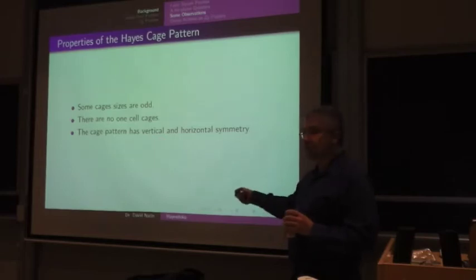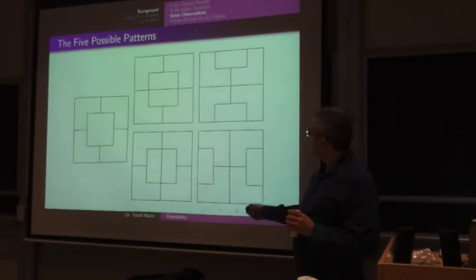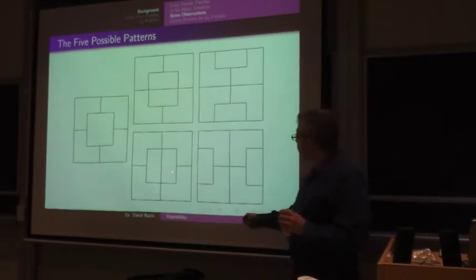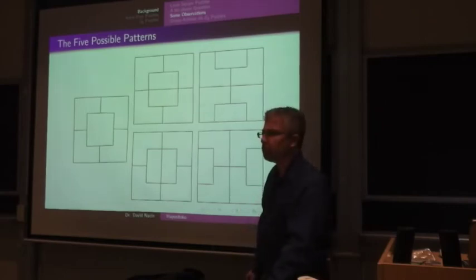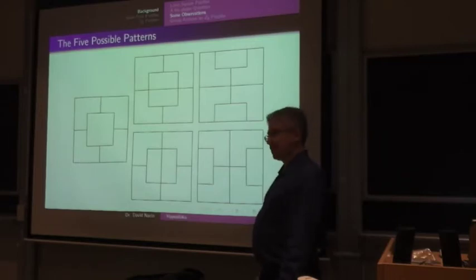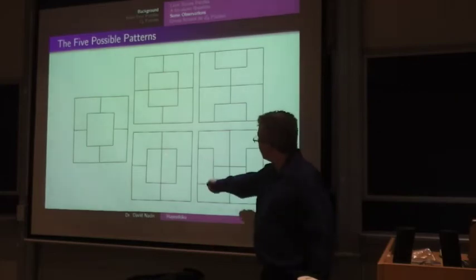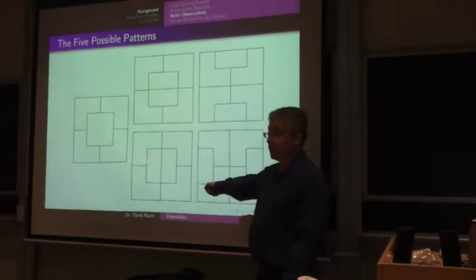And I'm going to keep the vertical and horizontal symmetry that he had. So that gives me 5 possible cage patterns. So now, when you're trying to decide if 2 things are the same or not, you're not allowing rotations. What's the group of symmetries? Okay, so 1 second.